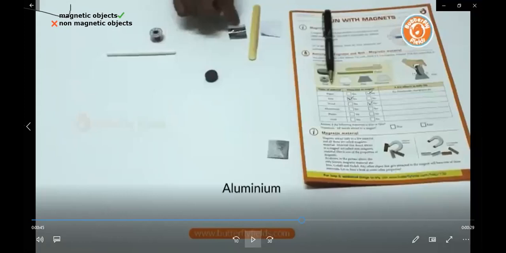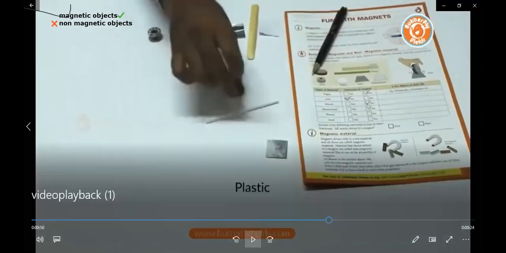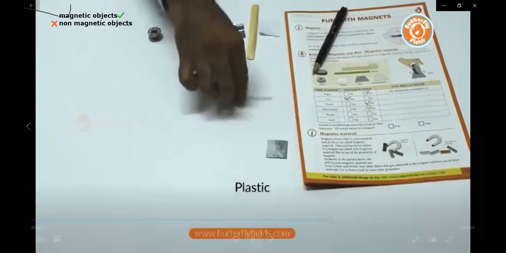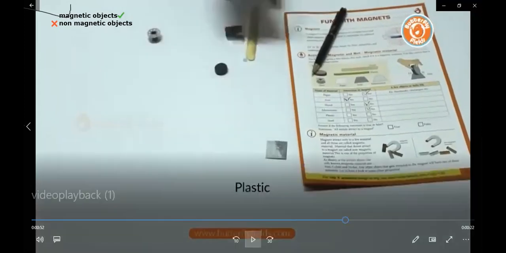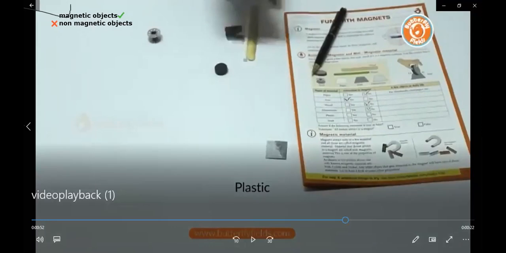Tala, we have a plastic. Look, this is a plastic stick. Is it attracted to the magnet? Does the magnet attract plastic? No. So is the plastic magnetic or non-magnetic? Non-magnetic. Bravo Tala. Amazing job.